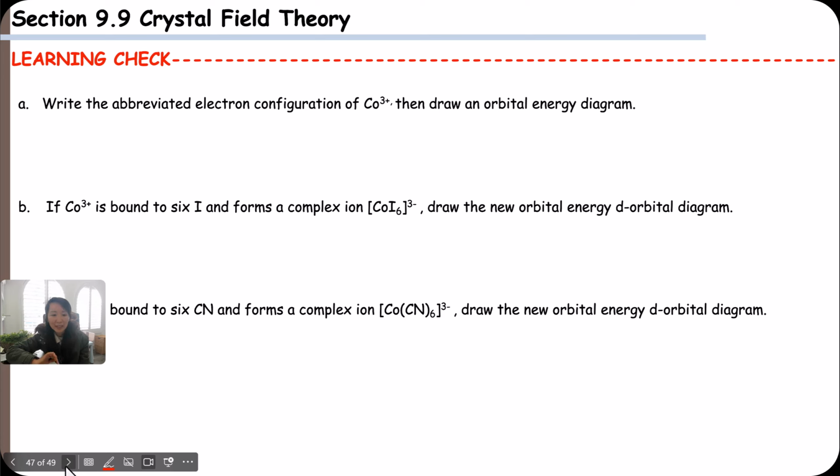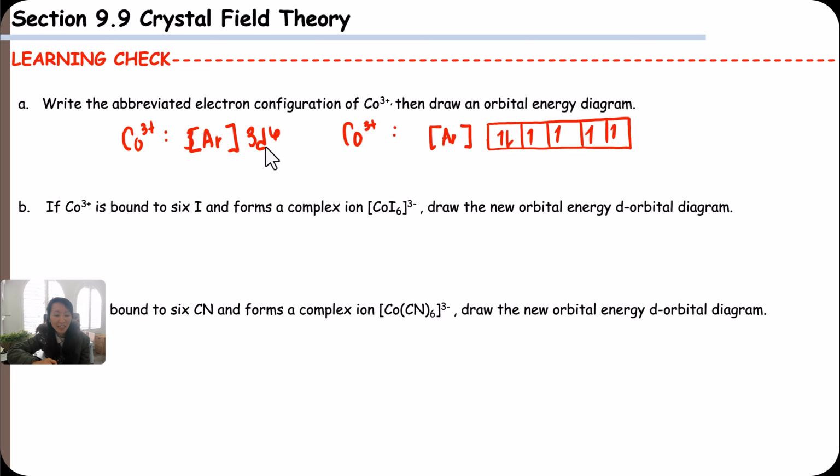Now let's do a learning check. We're going to do one at a time to see the whole picture together by utilizing different ligands this time. Here it says write the abbreviated electron configuration of cobalt 3 plus, then draw the orbital energy diagram. So try this one and come back. We've already covered it before, but I want you to try it and come back.